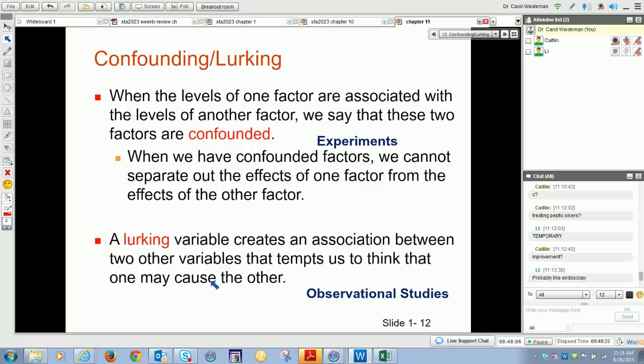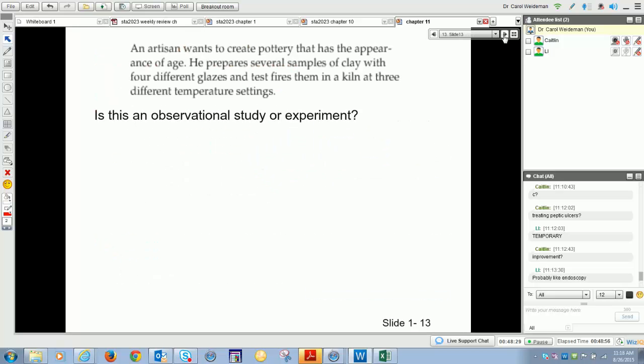Lurking could be something like this: if we look at elementary school students, students with larger feet have higher math scores on their FCATs. The lurking variable there could be their age. So lurking we're going to do in observational studies, and confounding we're going to talk about with experiments.